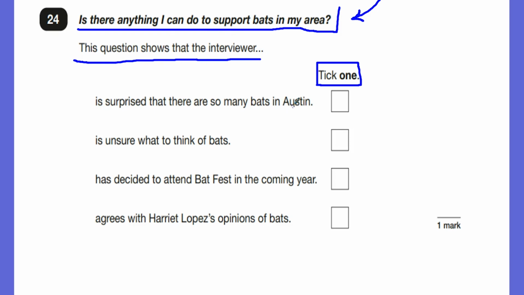Surprised that there are so many bats in Austin. I don't think that suggests that. Is unaware what to think about bats. I don't think that question suggests that. Has decided to attend Bat Fest in this coming year. I don't think that suggests that. Agrees with Harriet on her opinions on bats. Well, Harriet wants to help bats, and it looks like the interviewer agrees with her because she's asking, how can I help? So I would tick this one.